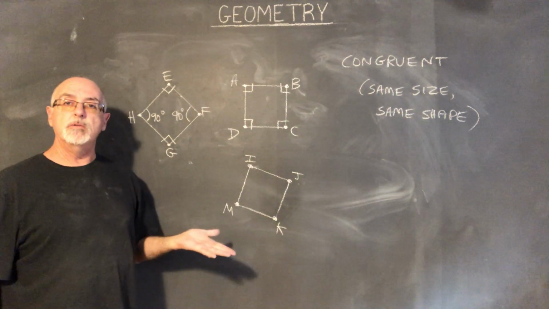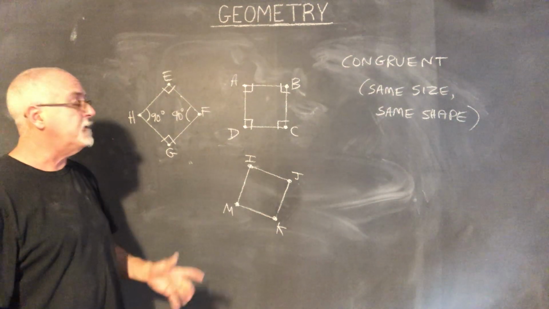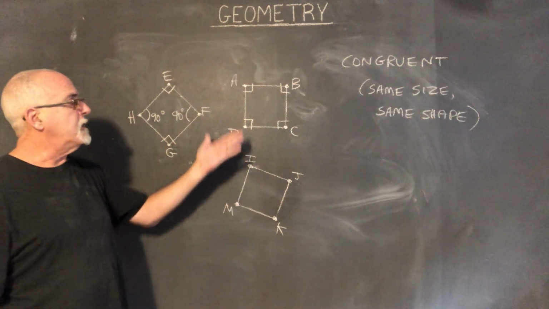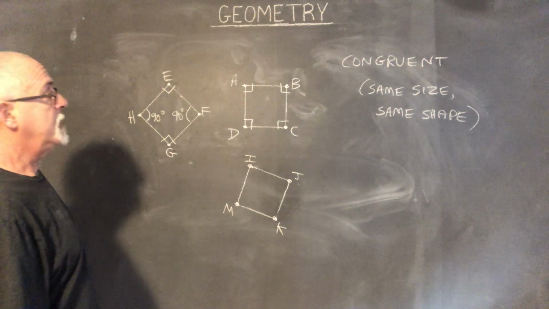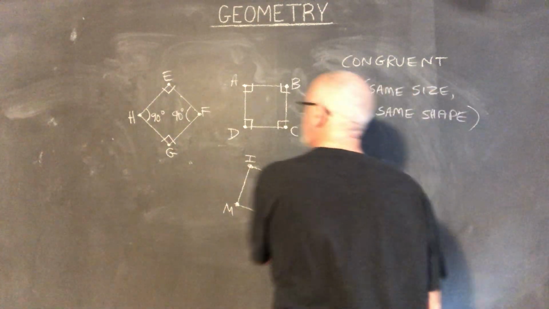These three squares are congruent. They are the same shape because they are all squares. They are the same size because they all have side lengths of 6.5 centimeters. Of course, they all have 90-degree internal angles because they wouldn't be squares if they didn't. That's pretty good. So I've covered the concept of congruent.